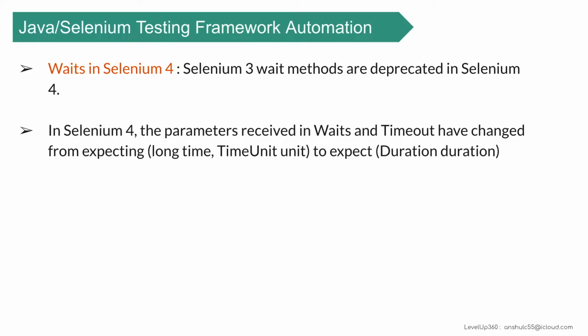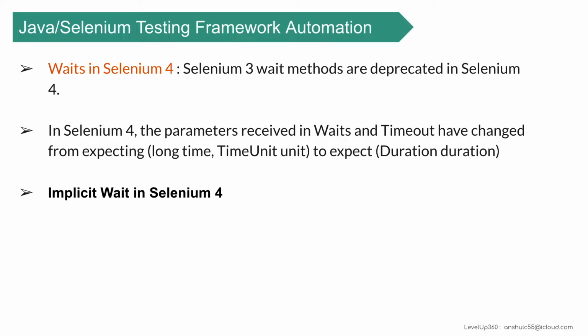In Selenium 4, the parameters received in waits and timeouts have been changed. Only the parameters you are accepting in the waits and timeouts are changed. Earlier, in Selenium 3, the format was that you provided a long time and the time unit. But in Selenium 4, the expectation is that you provide a duration. So the change will look like this.